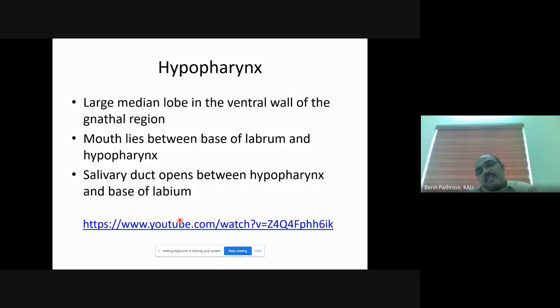So this is with respect to hypopharynx. Hypopharynx, it is a tongue-like structure. It is a median lobe on the ventral wall of the mouth. Mouth lies between labrum and hypopharynx.